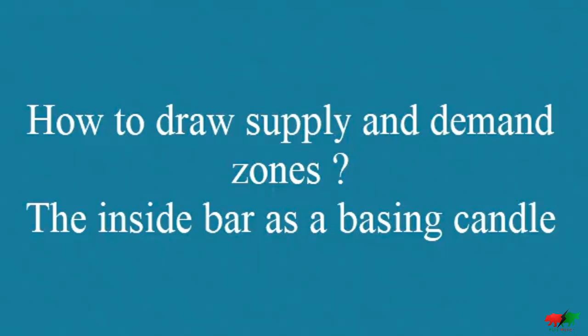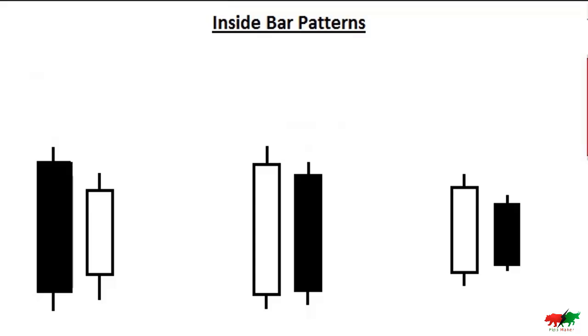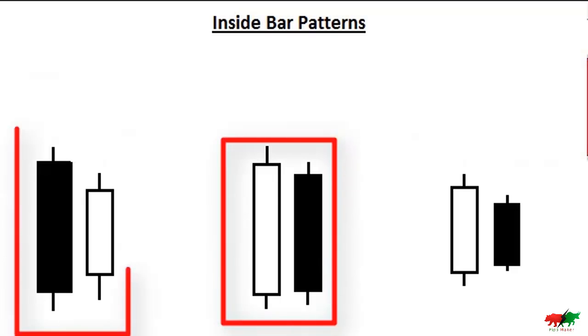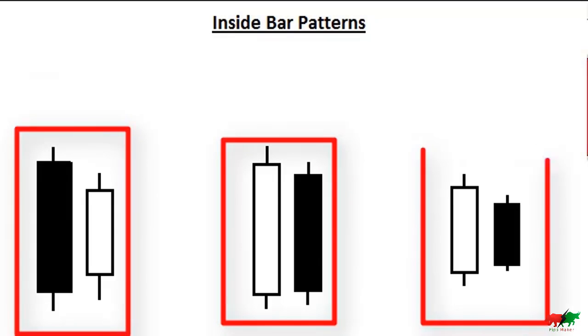Hi everyone, in this course we are going to learn about inside bars as basing candles. So what is an inside bar? An inside bar pattern is a two-bar pattern in which the inside bar is smaller and within the high to low range of the prior bar.